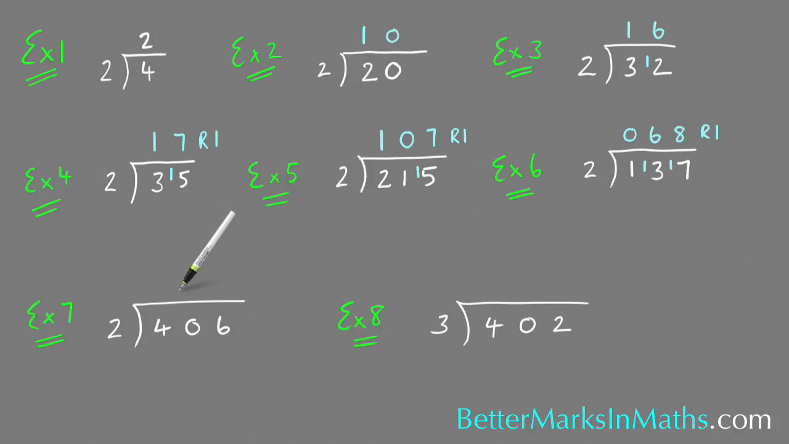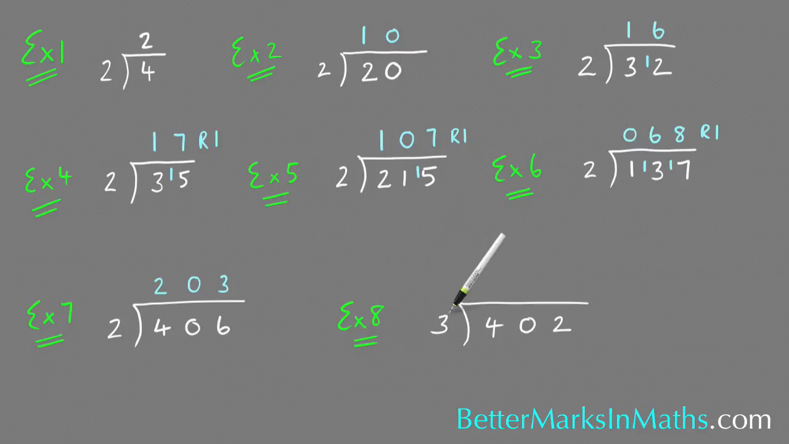Example 7, how many 2's in 406? How many 2's in 4? There are 2. How many 2's in 0? There are none, so putting a 0 there. How many 2's in 6? There are 3. And that's that one done.